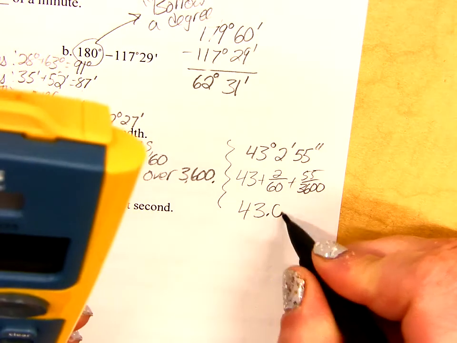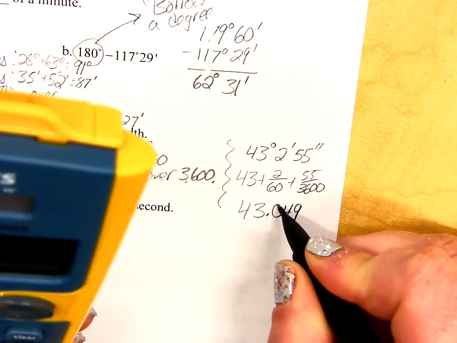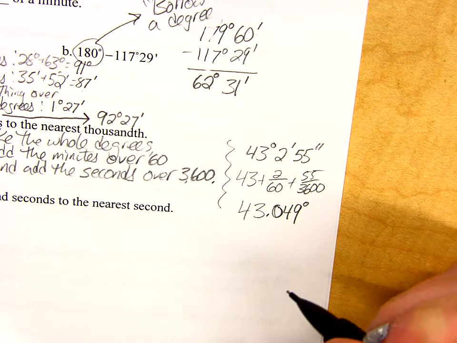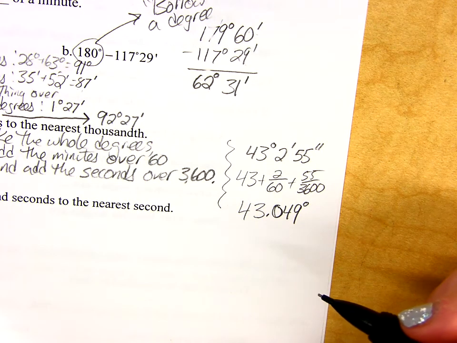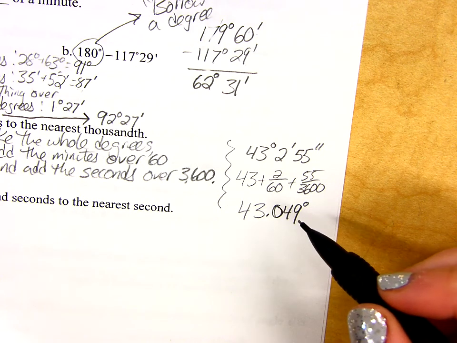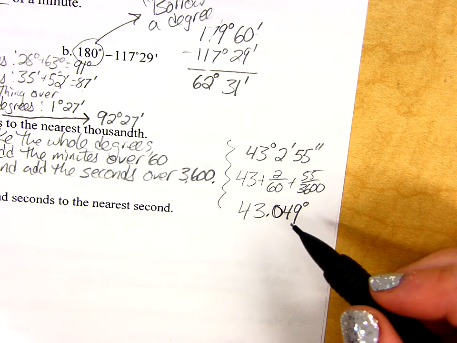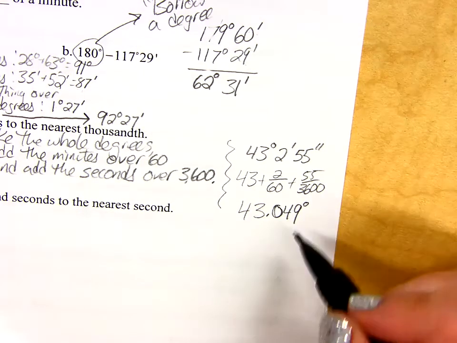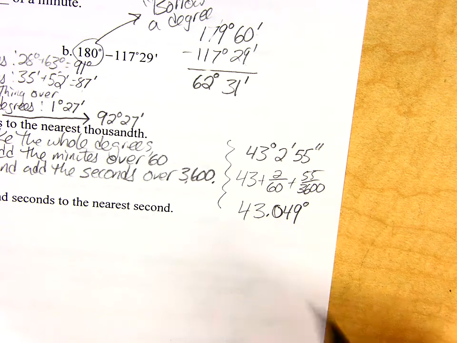So, 0.049. And don't forget to put a degree symbol. I know in geometry we get a little lazy with the degrees. We don't always write that symbol. You need it now though, because your answer could be in minutes or seconds or degrees, and if you don't have it designated as which it is, that's going to become a problem. Okay? So do get in the habit of putting it there if we need it.